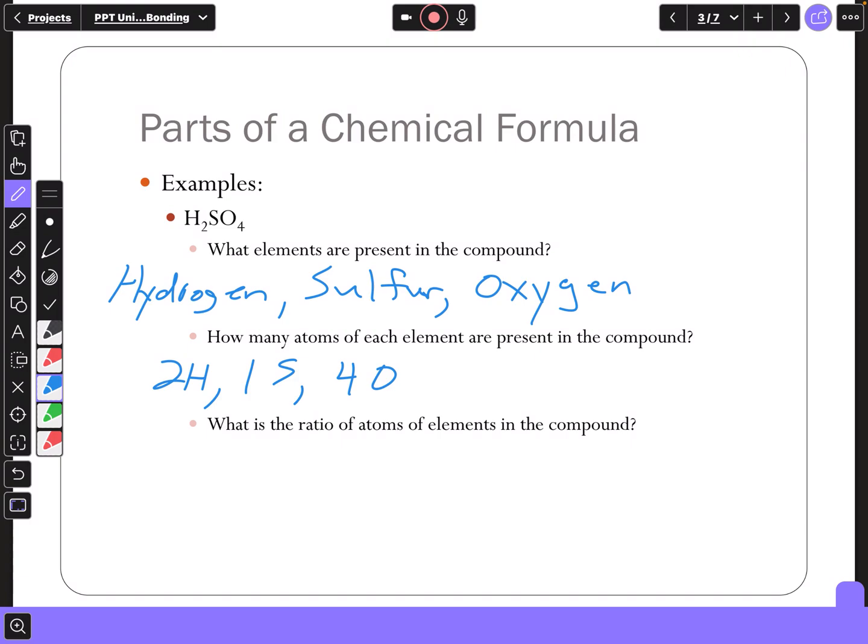And what's the ratio of elements in the compound? Well, the ratio would just be the same thing. You have 2 hydrogens for every 1 sulfur for every 4 oxygens.